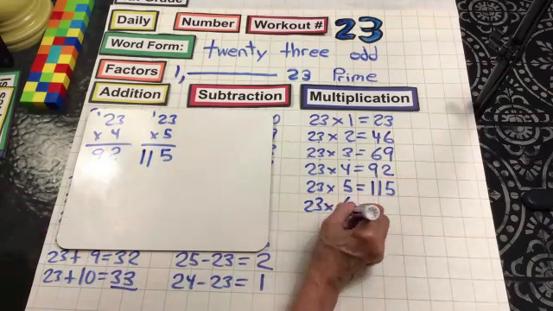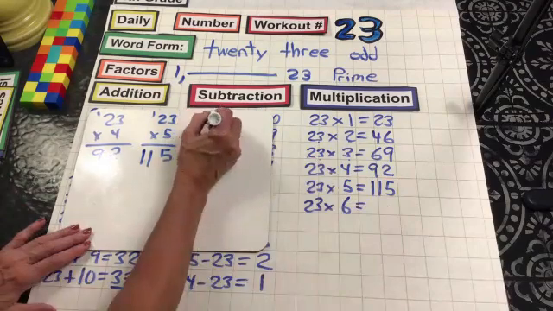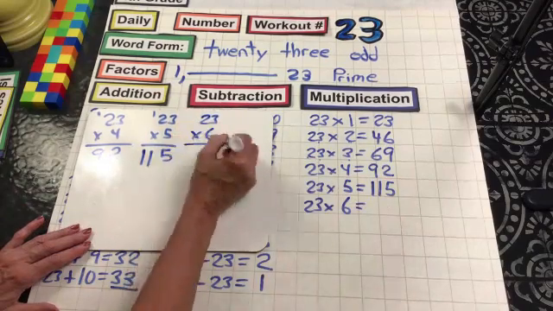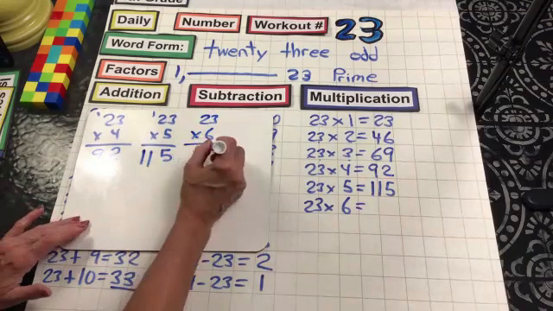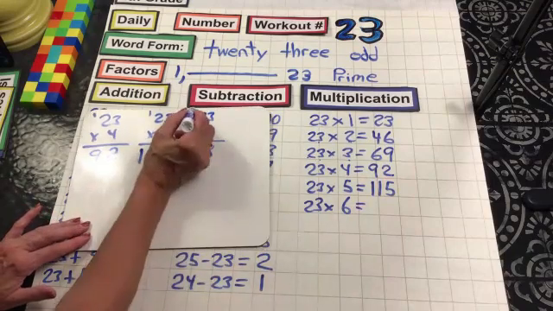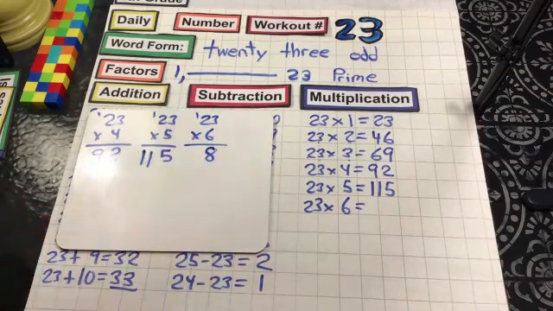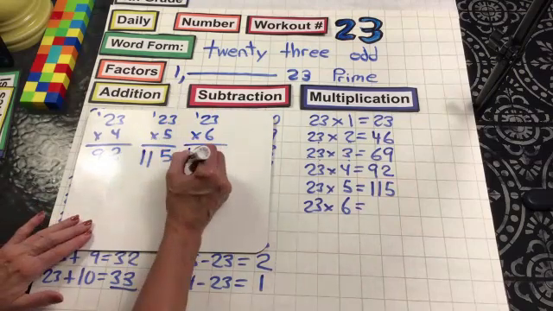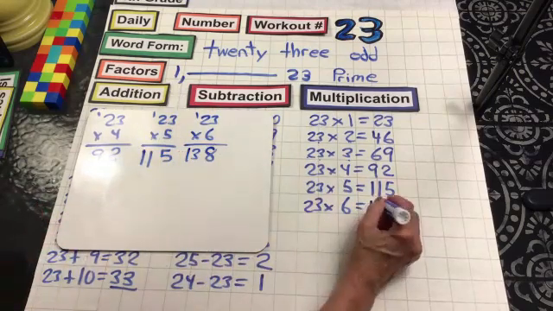23 times 6. 6 times 3 is 18. Drop the 8, carry the 1. 6 times 2 is 12, plus 1 is 13. So 138.